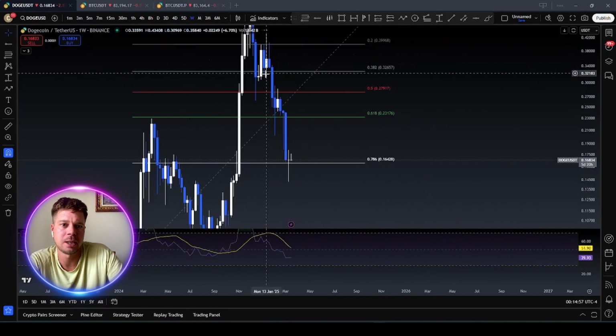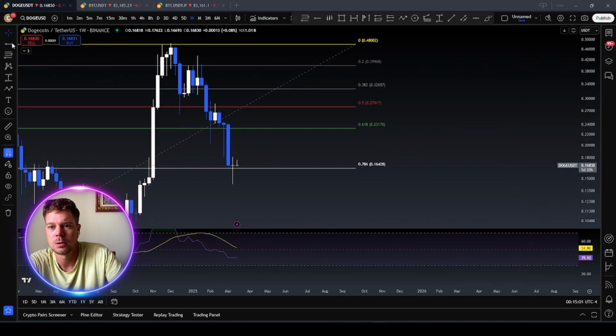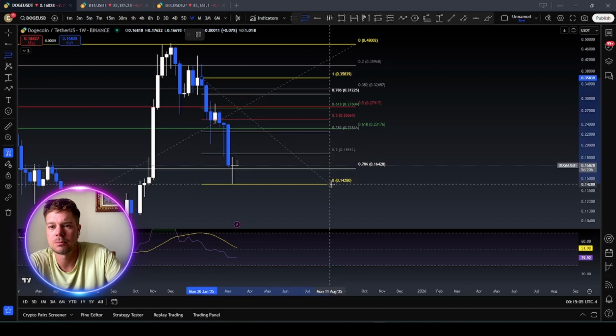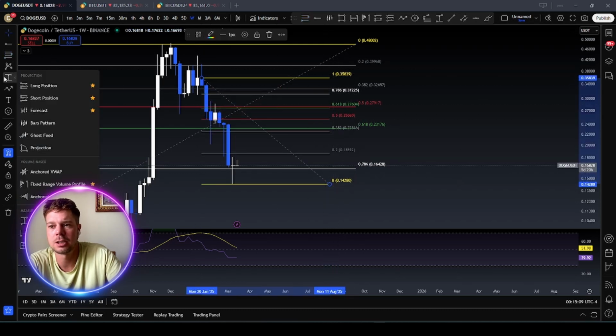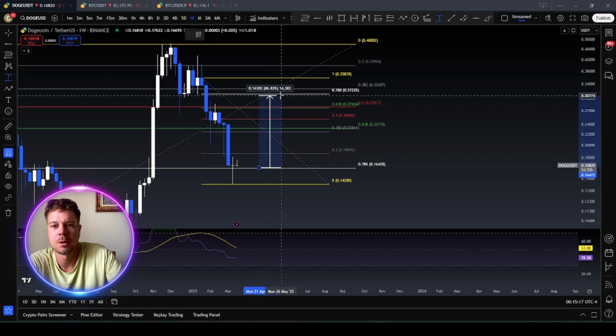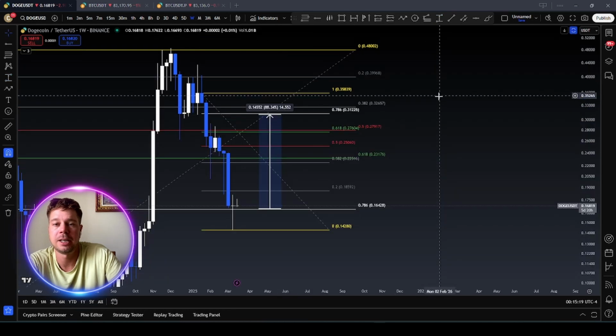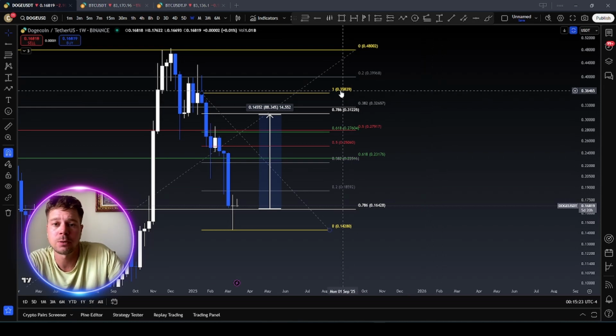So I'm expecting Dogecoin to come at least first to 31 cents, and that's actually a gain of 88%, so let's say 90%. So crazy discount markets for altcoins, guys.